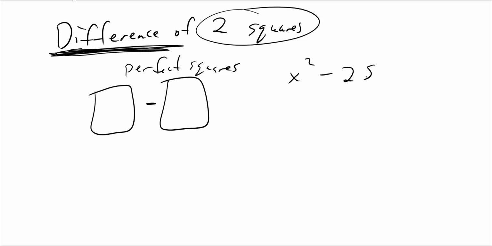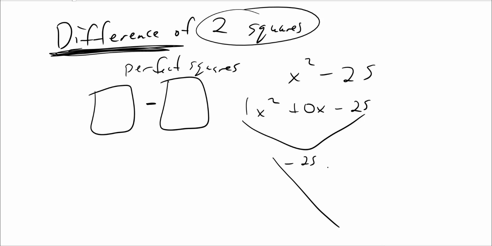Got to know that, okay? So let me show you how to do it using our old method, the x method. So if I wrote this as x squared plus 0x minus 25, we get negative 25 here, and the 0 goes here.